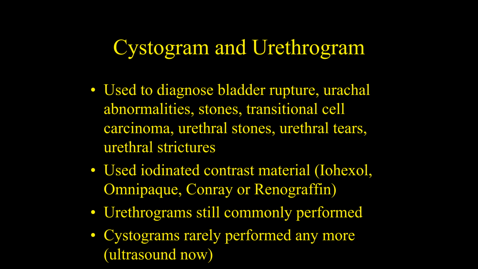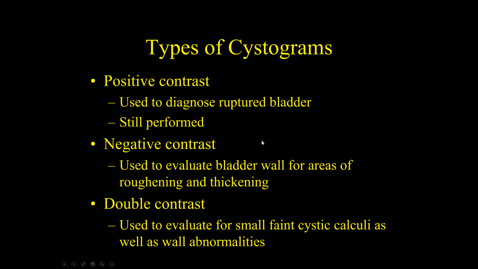Okay, so we do these studies typically to diagnose a rupture of the urinary bladder or a tear in the urethra, or sometimes you'll use these to diagnose a urethral stricture or stones in the urethra. Okay. The only type that you're probably going to do is either a positive contrast cystogram or negative contrast. So positive contrast, typically you're going to inject iodinated contrast material via a catheter into the urinary bladder, and you fill the bladder up with contrast material and see if it leaks out of the bladder radiographically.